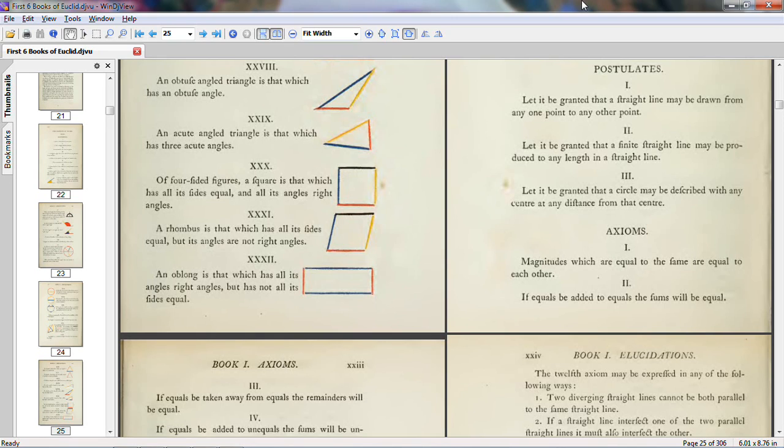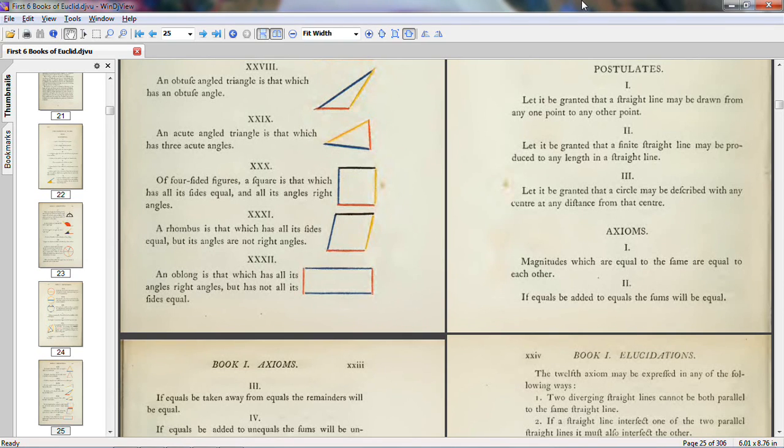So, towards that end, the first postulate, the first thing being deposited into the universe, is the following ability. Let it be granted that a straight line may be drawn from any one point to any other point. That is something that can be done with a straight edge ruler, unmarked, because we have the points.